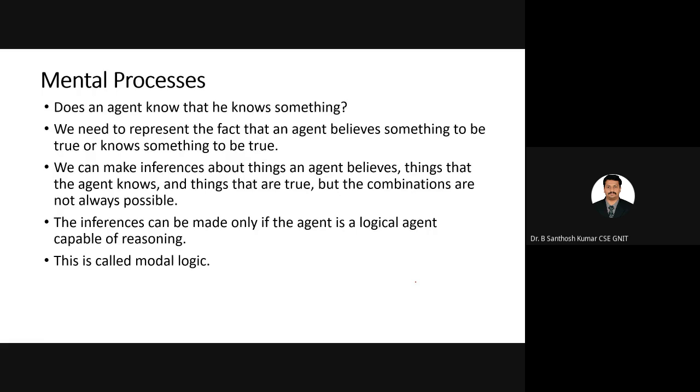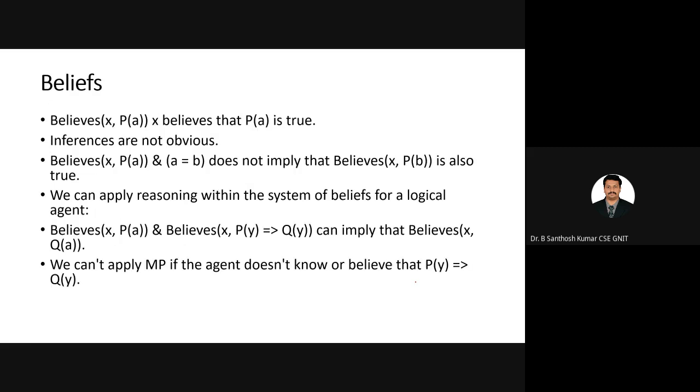Then we can make inferences about the things an agent believes, things the agent knows, and the things that are true, but the combinations are not always possible. Inference can be made only if the agent is a logical agent capable of reasoning. So this is called modal logic.